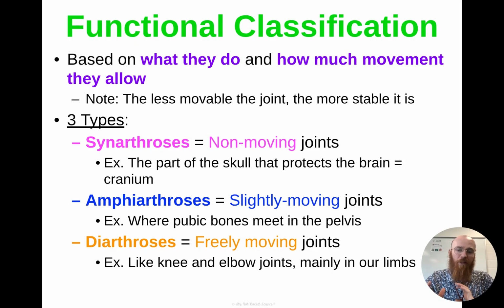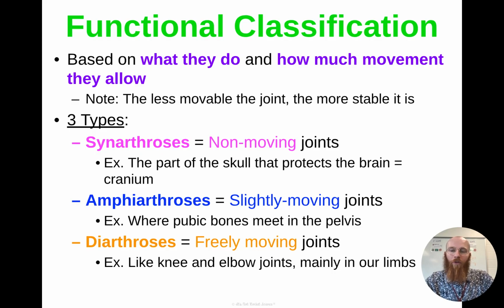Okay, you have three main types of joint classification based on how much movement is allowed. Okay, you have what are called synarthroses. Okay, these are non-moving, non-mobile joints, very, very stable. An example would be the part of the skull that's protecting the brain, right? So your cranium. We have these joints where the bones come together are called synarthroses, and these are very, very stable and good thing too, because they are protecting your brain. We want very stable bones around our brain.